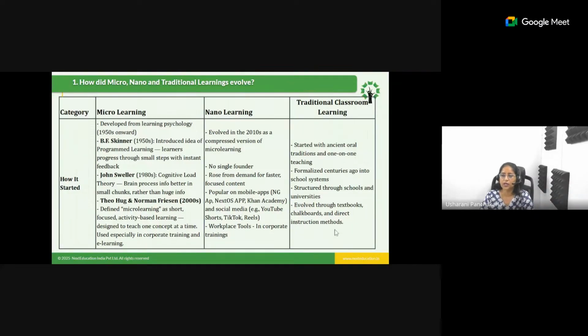Now coming to the traditional classroom learning, I think everyone knows about it. We don't need to give any introduction here. This is about the ancient oral traditions and one-to-one teaching, that is from teacher to student or student to student. That is where peer learning happens, or it can be online also. It was formalized centuries ago into school systems. This has been embedded into our education system and structured through schools and universities. It evolved through textbooks, chalkboards, and direct instruction methods. This is what we are following right now, and I know people have integrated even this and this into their curriculums.